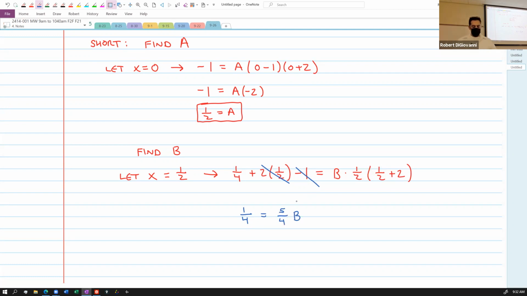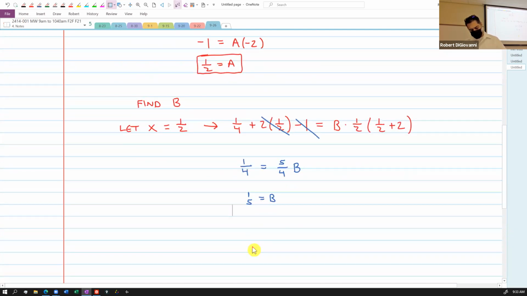However you want to do this, you could divide both sides by 5 fourths, or you can multiply both sides by 4 fifths. Either way, you should get b as a fifth. Questions on that? B is 1/5. One more to go.